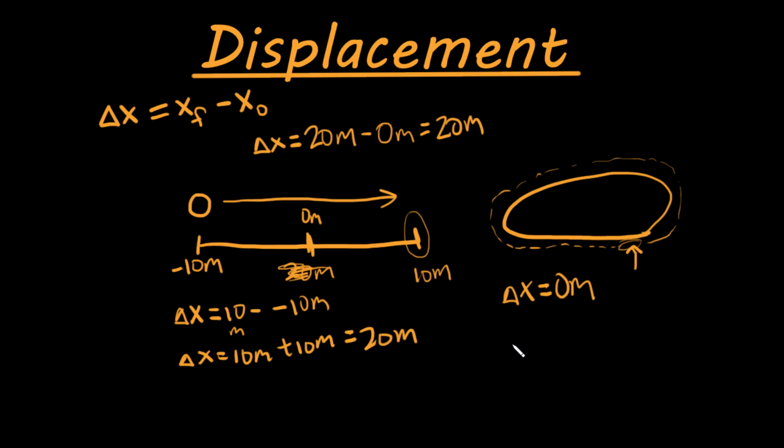And so displacement is just referring to the change in position of something, delta x, and that's going to be the final position minus the initial position.